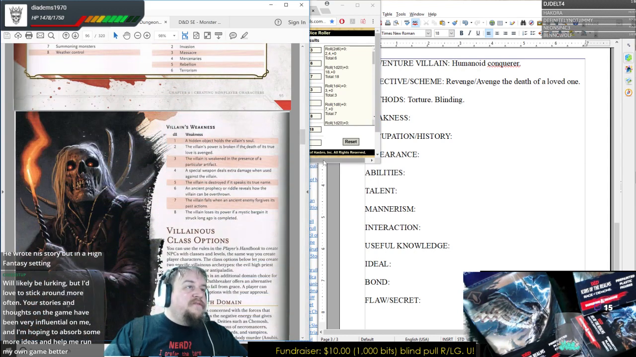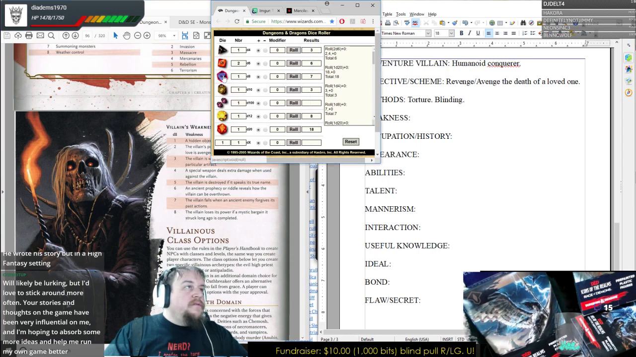And the villain's weakness is a d8. 4. A special weapon deals extra damage when used against the villain.